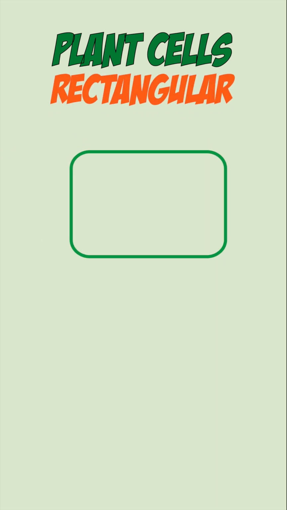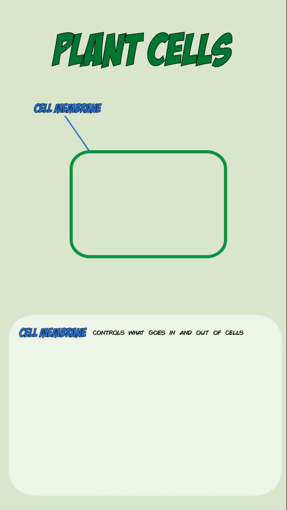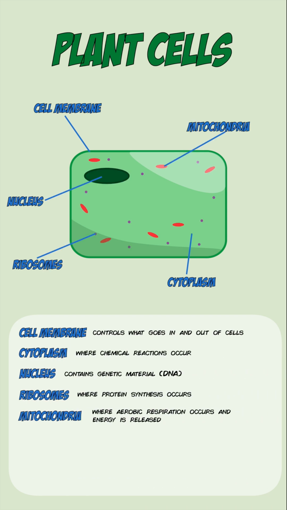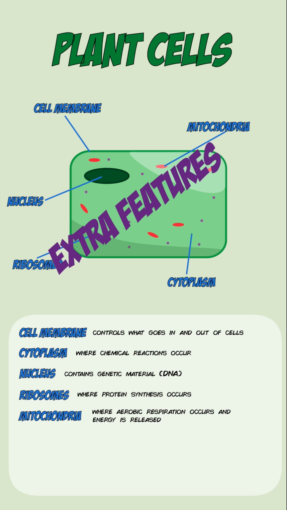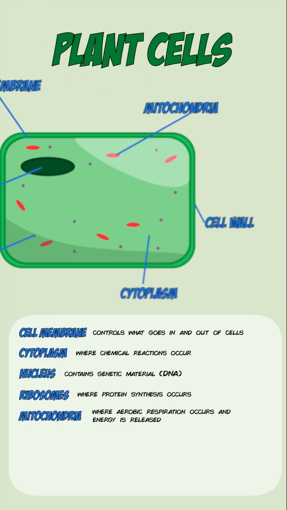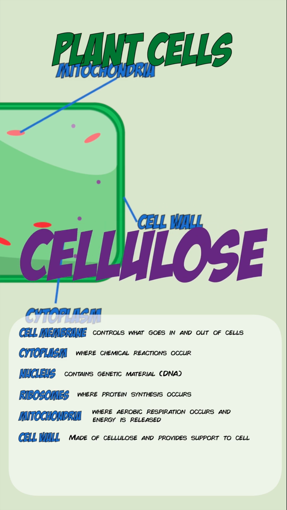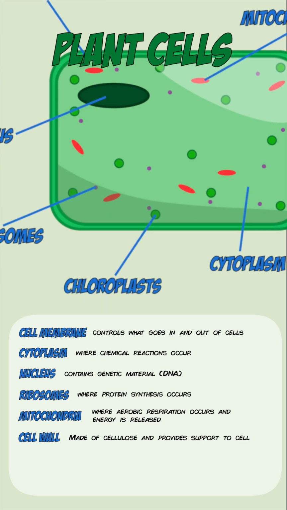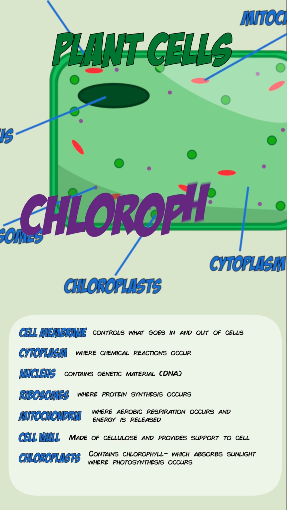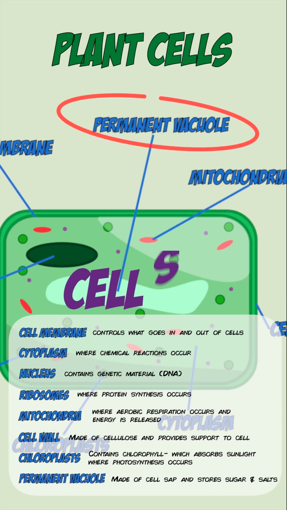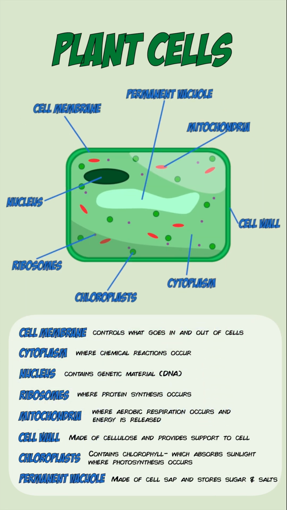Plant cells are a bit more rectangular and have all the features that animal cells do, including cell membrane, cytoplasm, nucleus, mitochondria and ribosomes, but they also have a few extra features. The very outer layer is known as a cell wall, which provides support to the cell and is made up of a substance known as cellulose. They also have chloroplasts, which contain a green pigment called chlorophyll, which absorbs sunlight for photosynthesis. And they also have a large permanent vacuole, which contains cell sap, which acts as a storage for sugars and salts.